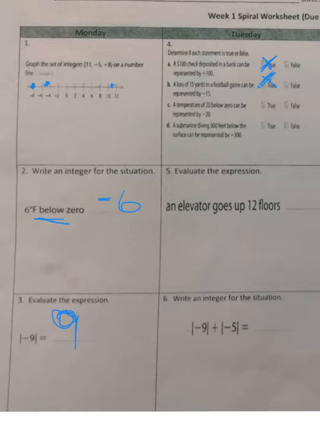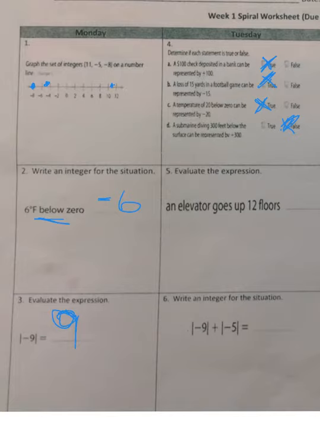C, a temperature of 20 below 0 can be represented by -20. That is also true because below 0 tells us that it's going to be a negative integer. D, a submarine diving 300 feet below the surface can be represented by positive 300. This one is false because when we see diving below the surface, it's going to be below sea level, which is a negative number.